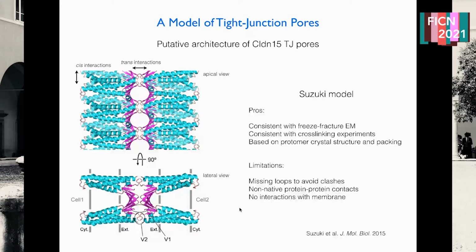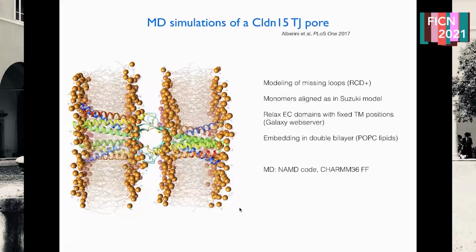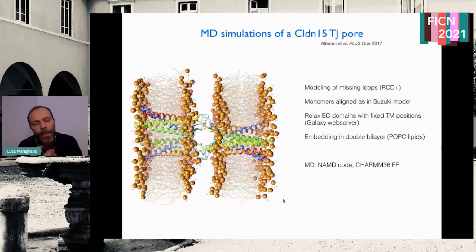So this is where we came in, with the aim of testing and maybe refining this model for a Claudin 15 based tight junction pore using molecular dynamics simulations. We extracted the minimum number of protomers that can form a pore, which is 4. We modeled the missing loops from the Suzuki model, and we embedded the two different dimers in two membranes, and of course we solvated in water.